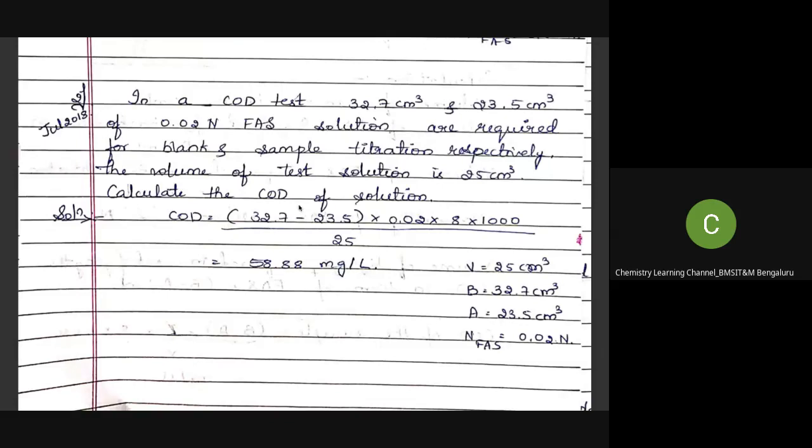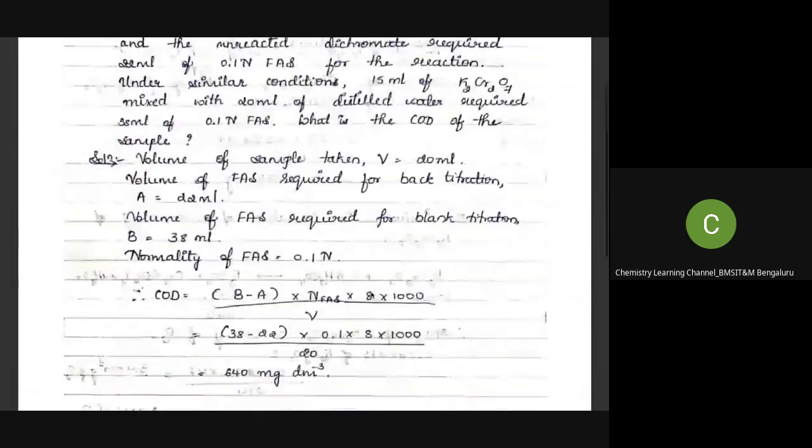So this is the higher burette reading, that is blank, and this is the lower burette reading, that is for back. Back is nothing but sample titration. And normality of FAS into equivalent weight of oxygen into 1000 divided by the volume of the sample taken, which is 25. So check the answer. It should be 58.88 mg per liter. Okay, next one.